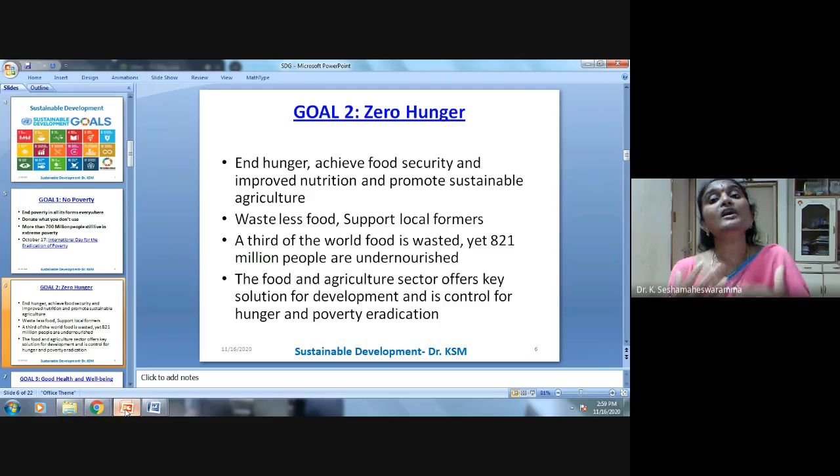Where can zero hunger develop? One side is wasting, one side is undernourished. So we have to minimize the wastage, and at the same time we have to educate the undernourished. Only then can we get no hunger, or zero hunger.